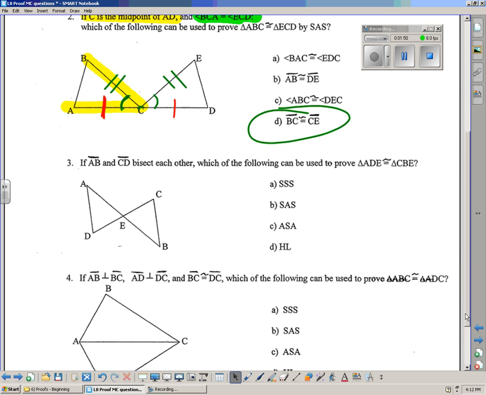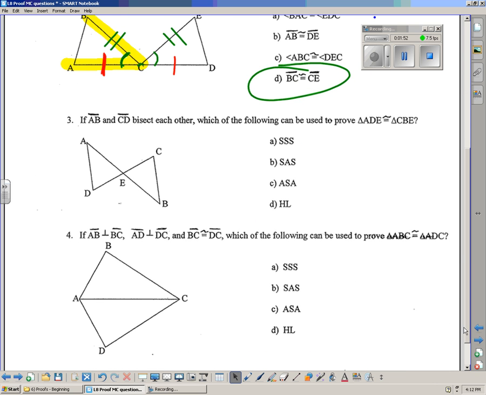Number 3, a lot of you had trouble in class on number 3. It says if AB and CD bisect each other, so they are cutting each other into two equal pieces. So AB is cutting CD into two equal pieces, and CD is also likewise cutting AB into two equal pieces. So we get that marking off.